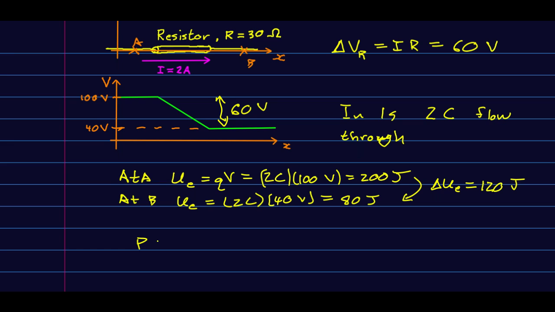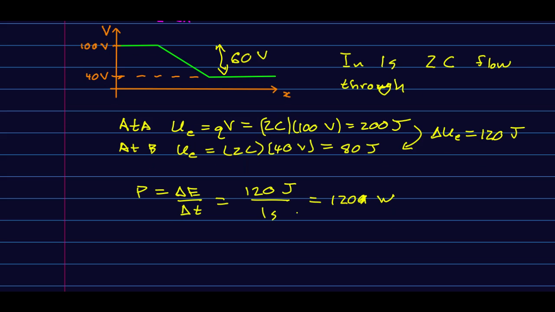Well, our power is just the rate at which energy is transformed from one form to another, so a change in energy over a time it took. Well, this is easy. We've got 120 joules of energy transformed in 1 second. That's the easiest division in the world. 120 watts. There we go. That is the rate at which energy is being transformed in this resistor. And notice that all I used was the definition of potential there and the definition of power there.